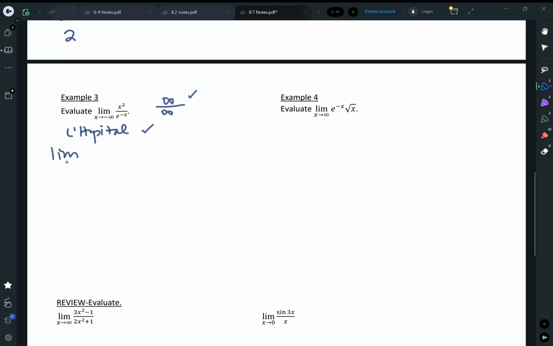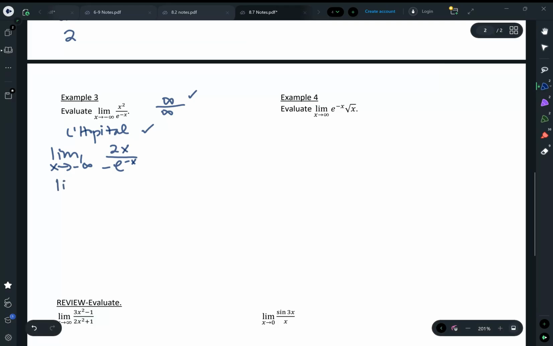So it's the limit as x approaches negative infinity, and then we take our derivative on the top and bottom. The derivative of x squared is 2x. The derivative of e to the negative x power is e to the negative x times the derivative of negative x, which is just negative 1. This is a little bit weird with the negative exponent, so I'm going to rewrite it. It was helpful to have a fraction to see if it was indeterminate, but now I don't want that fractional form. So I'm going to write this as negative 2x e to the negative x.